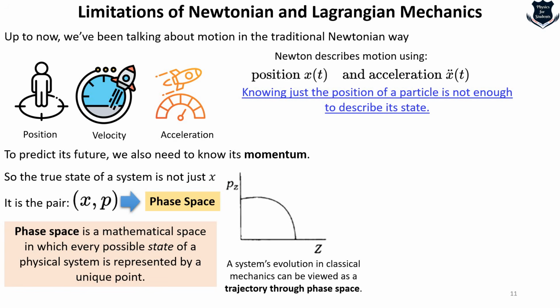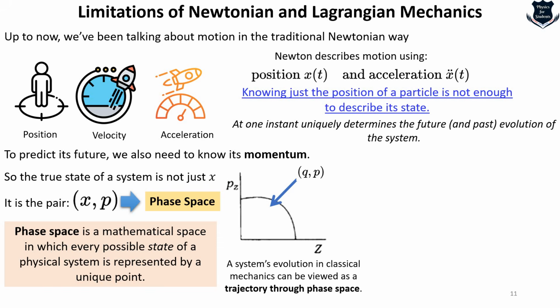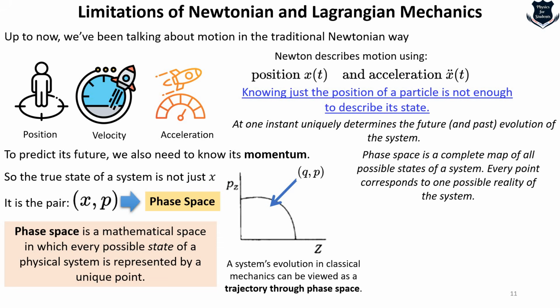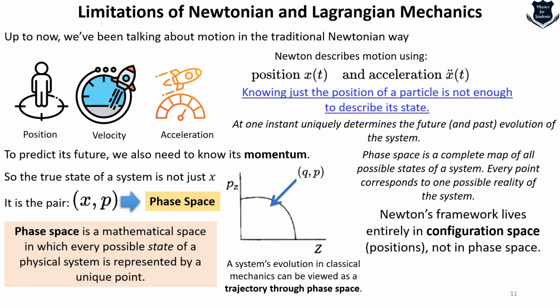So a system's evolution in classical mechanics can be viewed as a trajectory. So I need to know, or you need to know, (q, p). That means at one instant, how can you uniquely determine the future and past evolution of the system if you know the present? So what we can tell is that the concept of phase space is basically what physics needed: a formulation where position and momentum appear on equal footing. The equations are first order, which will make things easier, and the flow through phase space is visible.